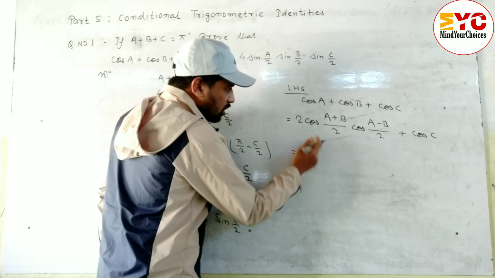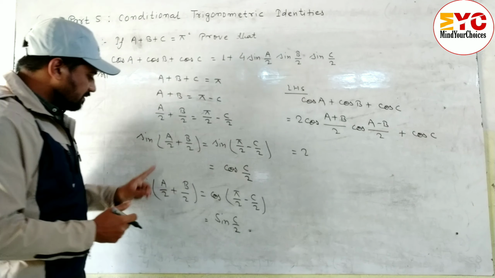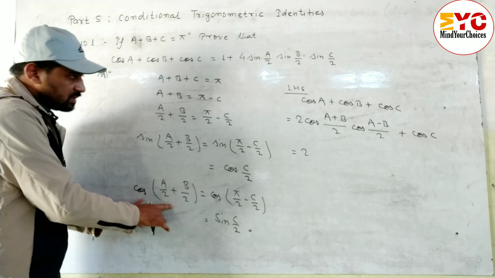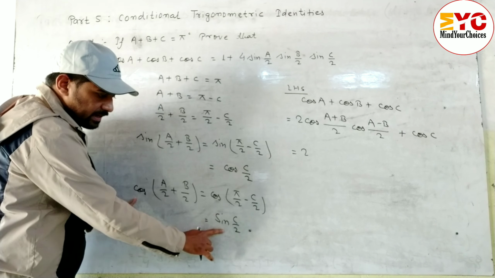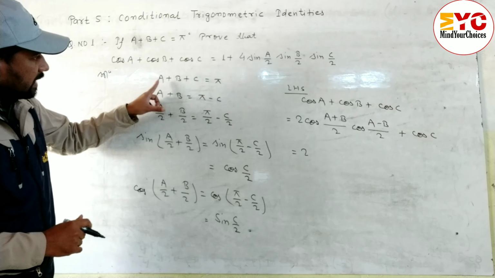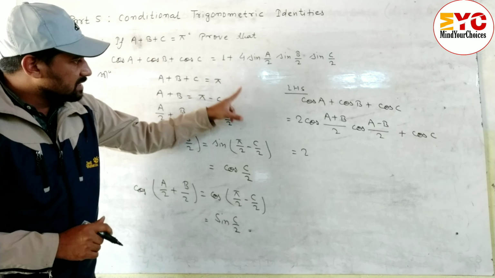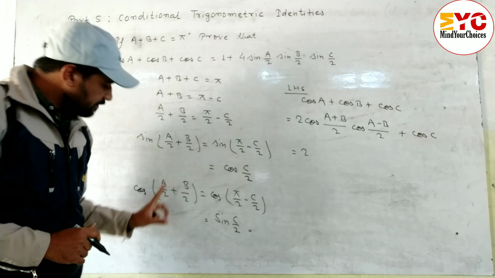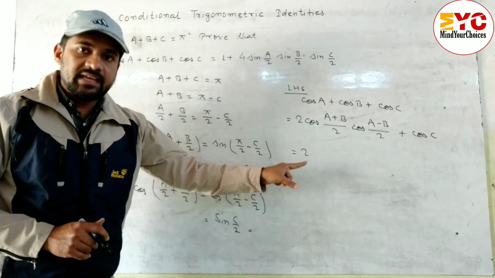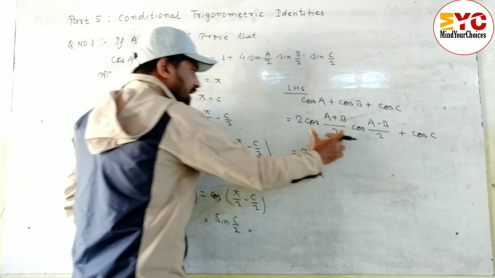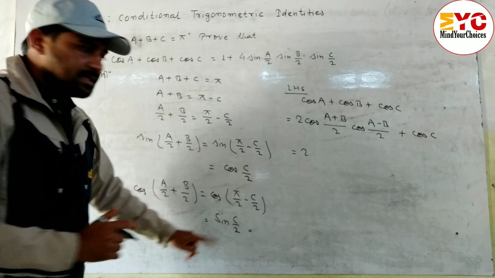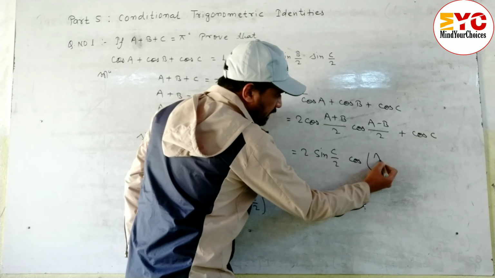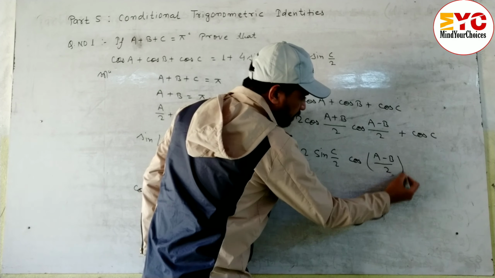Now 2 cos of a plus b by 2. What is the value of cos of a plus b by 2? You can see we already found a by 2 plus b by 2, which means a plus b by 2, same thing. So cos of a plus b by 2, what is the value here? Sine c by 2. Always when a plus b plus c is equal to pi is given, always take c on the other side, take sine both sides and cos both sides and find out the values, and after that put these values while taking the LHS. So the value of cos of a plus b by 2 is sine c by 2. We can write here sine c by 2 cos of a minus b by 2 plus.